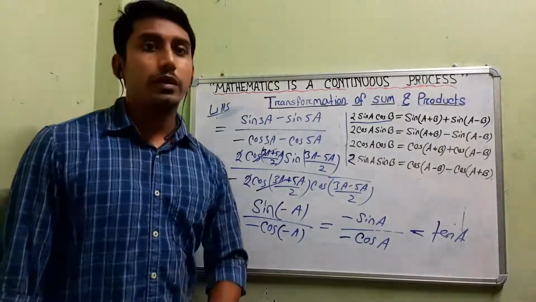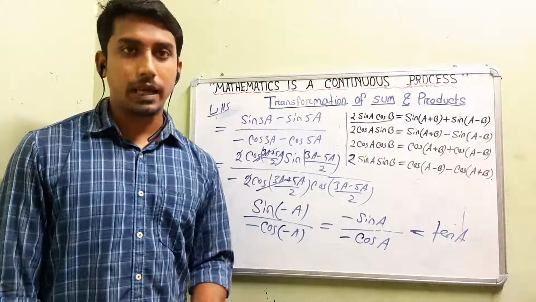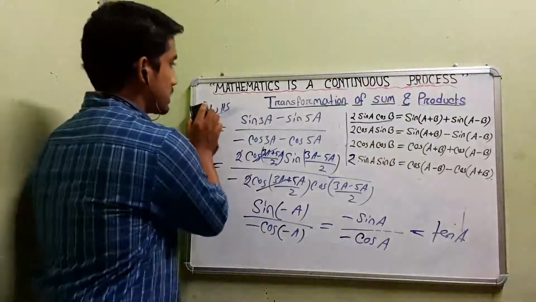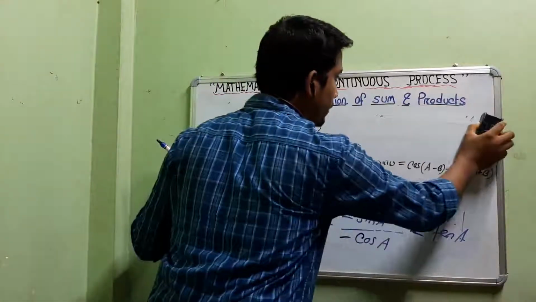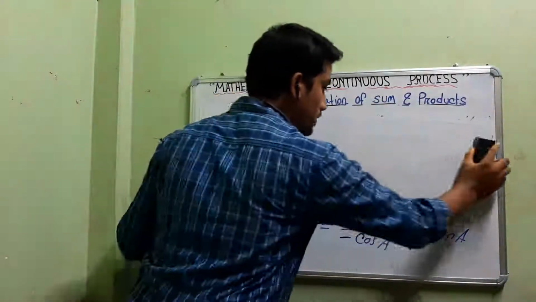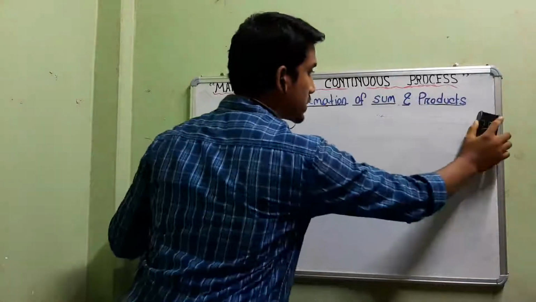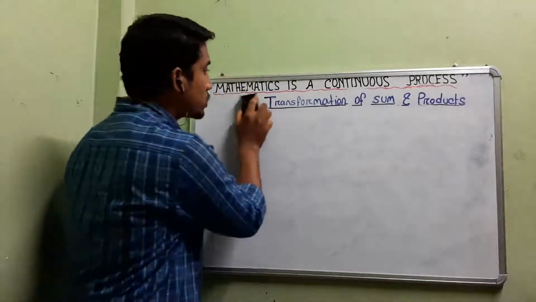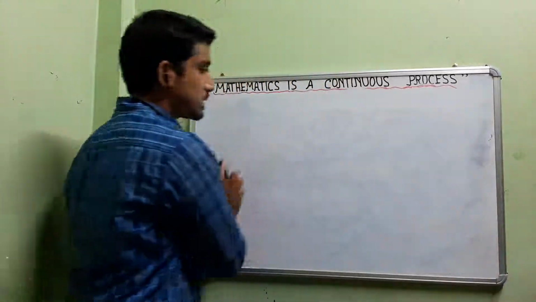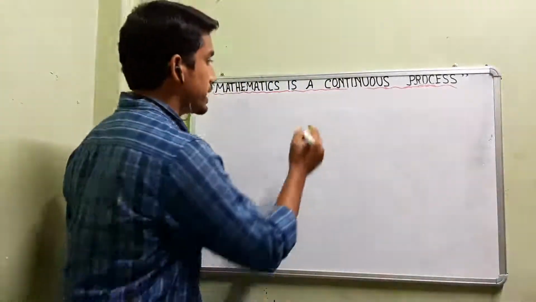Let me move on to our next topic. That one is multiple angles. Okay, multiple angles. So we have finished the topic transformation of sum and products of trigonometric functions, how to transform from sum to product, and again how to transform from product to sum. That one we have finished. So our new topic will be multiple angles.